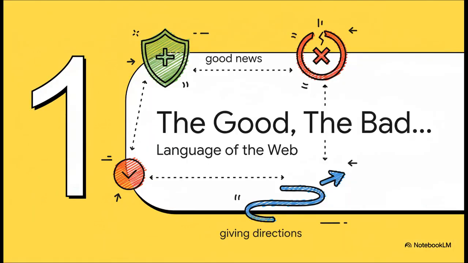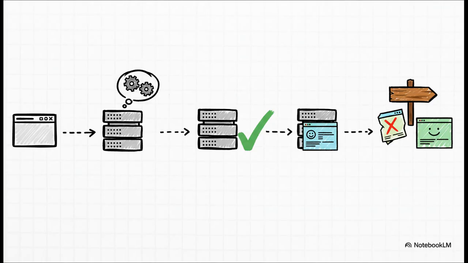Now, this digital language has a few different flavors. You've got your good news, your bad news, and you've got messages that are just giving directions. Let's break down what each of them really means. Most of the time, this whole conversation goes super smoothly. Any code in the 100s just means the server is thinking, kind of like it's saying, got it, I'm working on it. The 200s, well, that's the jackpot.